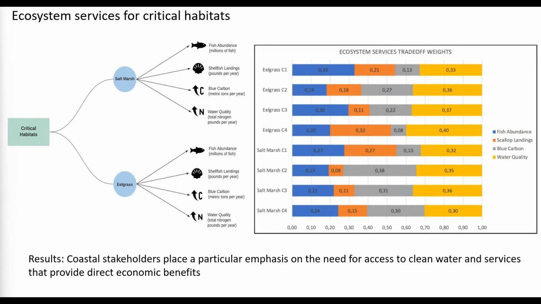So 4 ecosystem services were selected to apply to both eelgrass and salt marsh habitats, including biodiversity, measured by fish abundance, food availability and security, which was measured by shellfish landings, coastal resiliency, measured by blue carbon equivalents, and clean water, measured by nitrogen uptake. Stakeholders provided preferences for these ecosystem services based on a series of trade-off analysis. Our results show that coastal stakeholders hold a particular emphasis on the need for access to clean water.